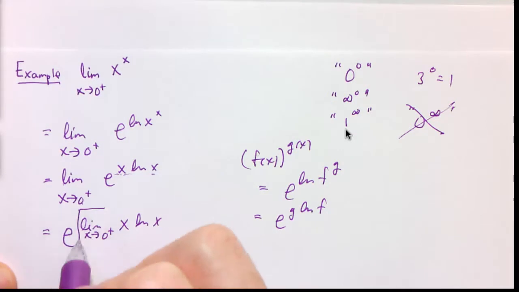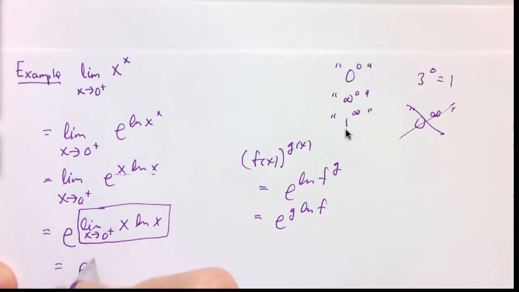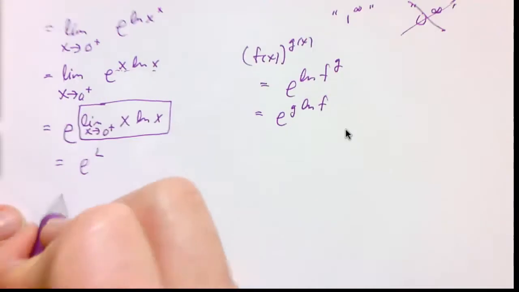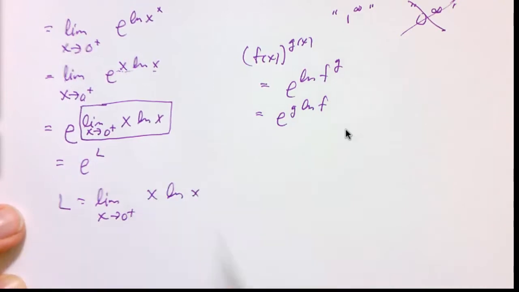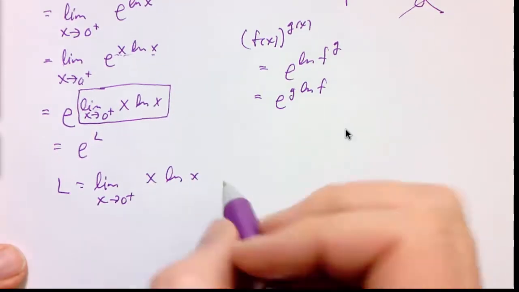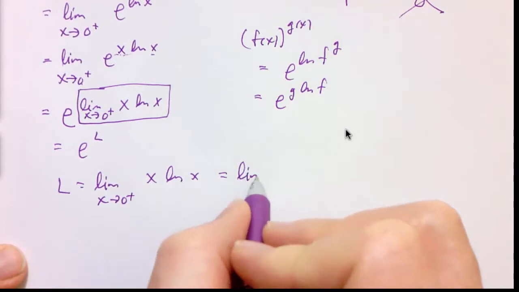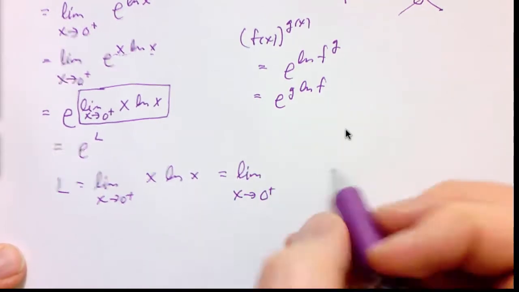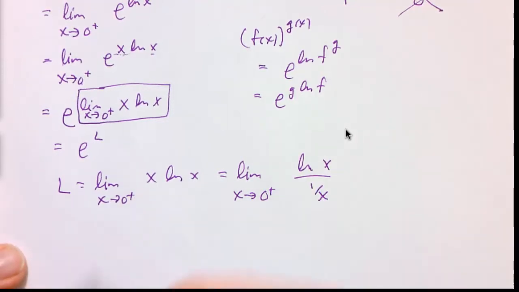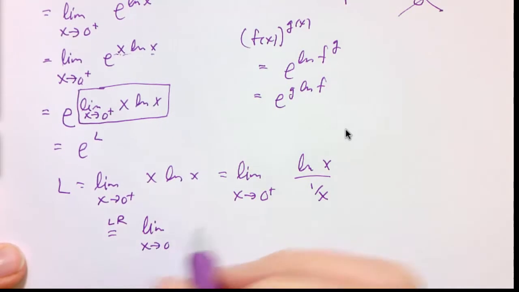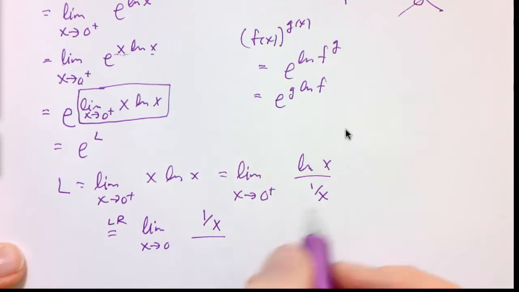So what I need to worry about is this guy. Let's just call this e to the L. Where L is the limit as x goes to 0 from the right of x natural log of x. All right, this is an indeterminate product and we can deal with this. We're going to rewrite it by taking that x from the numerator and writing it as 1 over x in the denominator, just like we did in the previous example. Now L'Hopital's rule applies. Derivative of natural log of x is 1 over x. Derivative of x to the minus 1 is minus 1 x to the minus 2. Clean up that fraction.